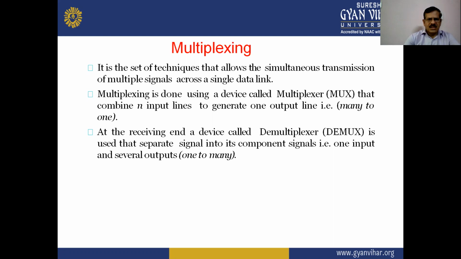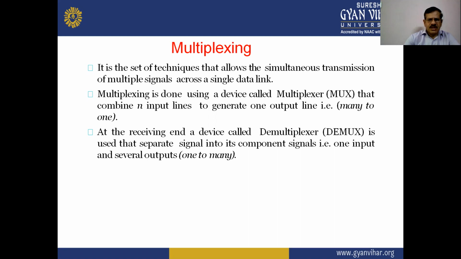Multiplexing is done using a device called a multiplexer, or MUX, that combines n input lines to generate one output line, or many to one. Multiplexer means many to one, or many signals converted into one signal.